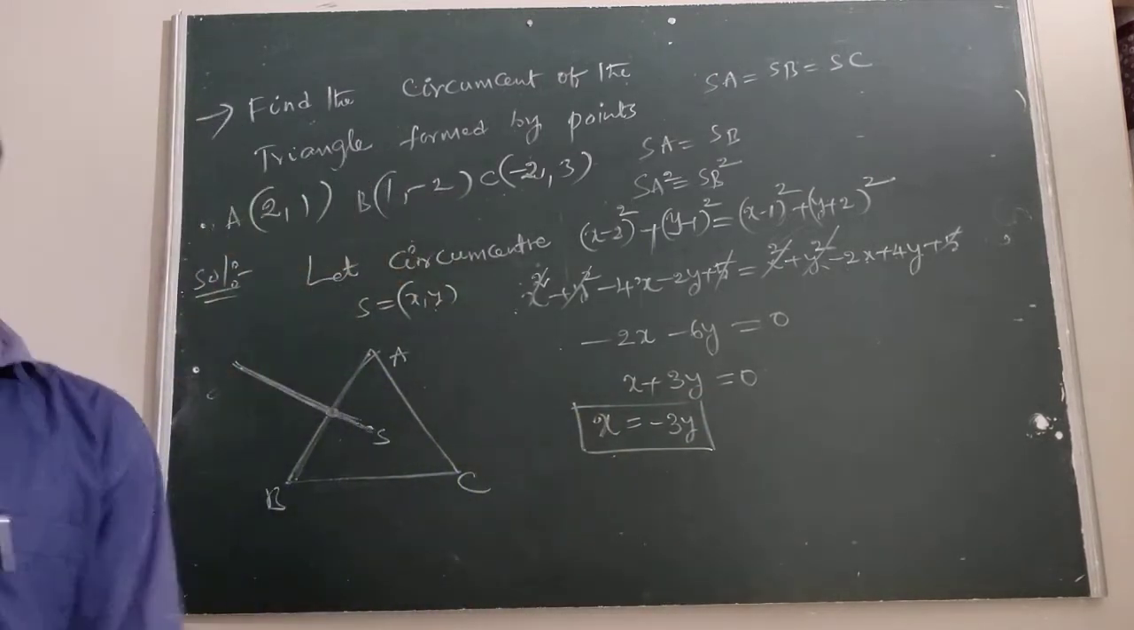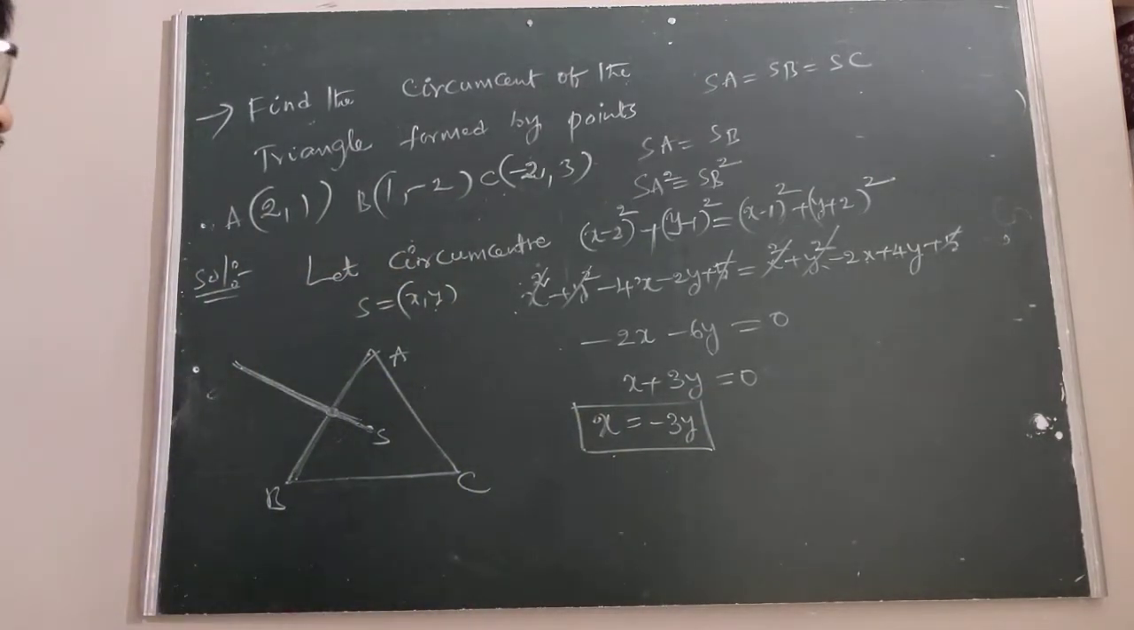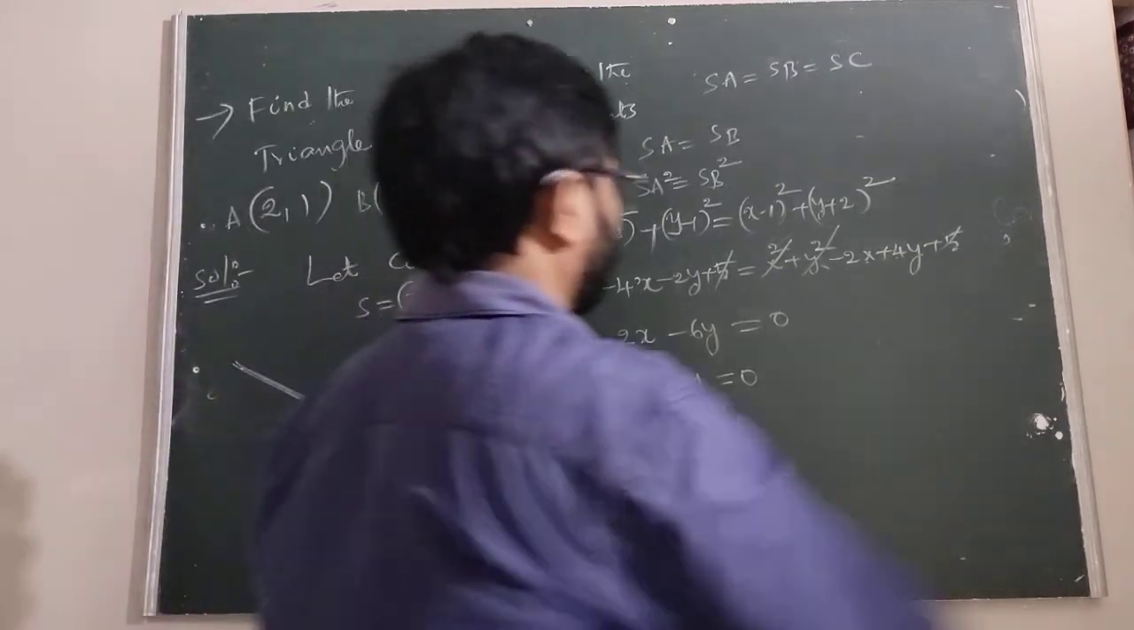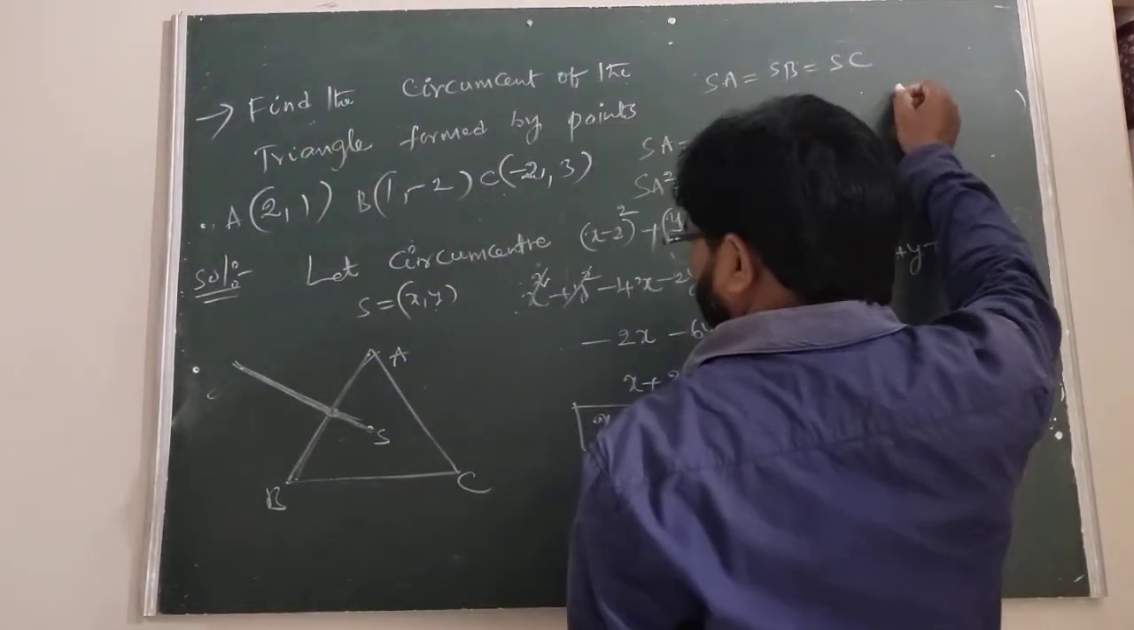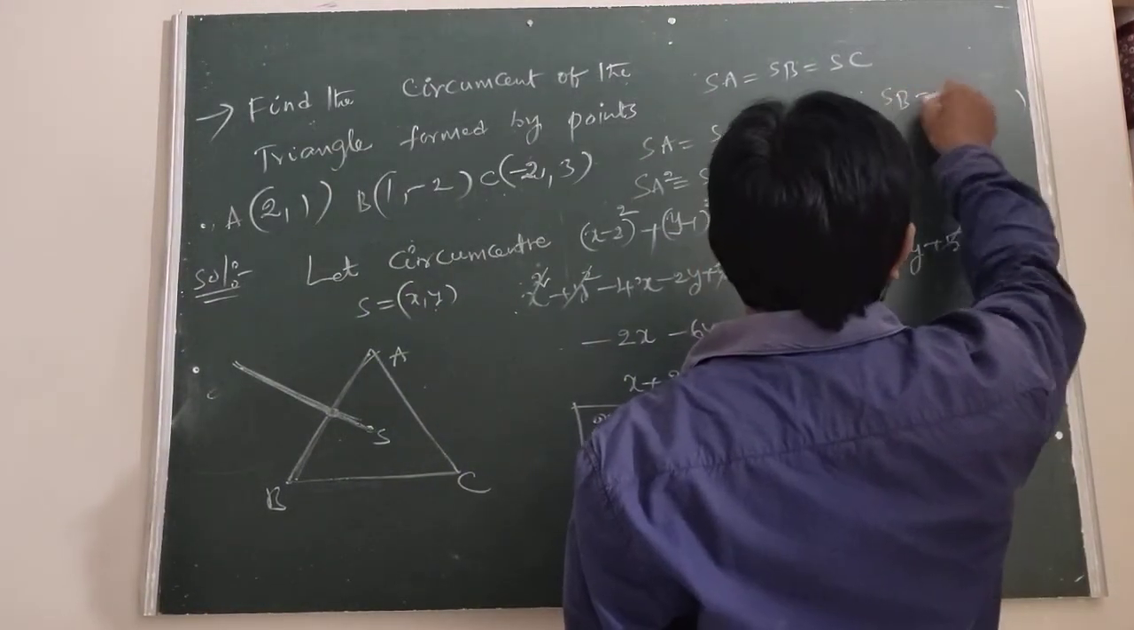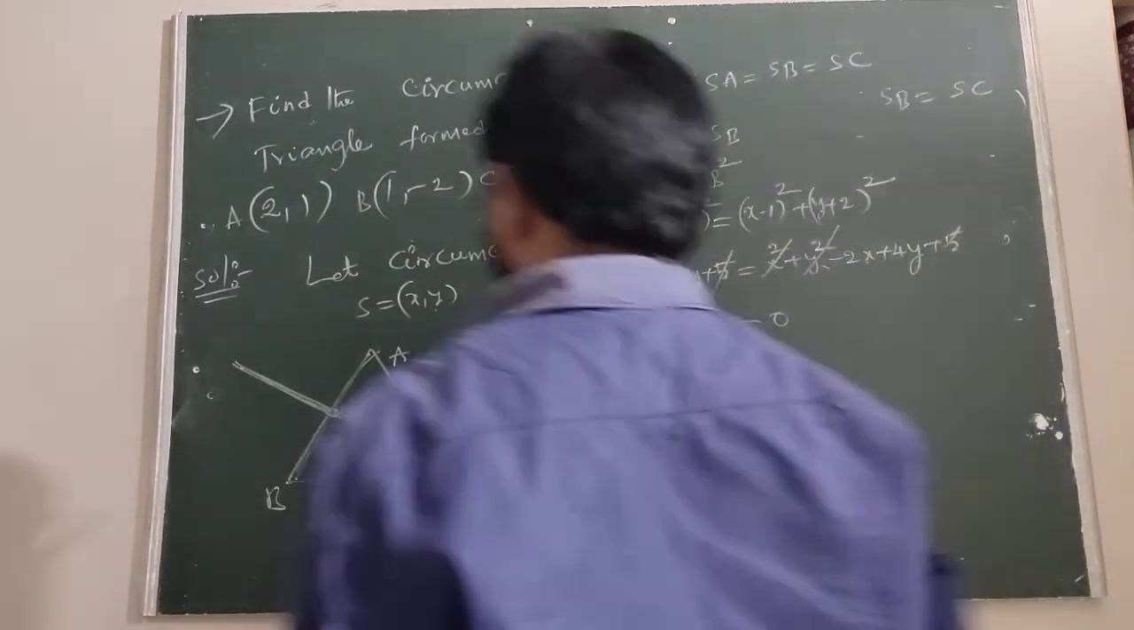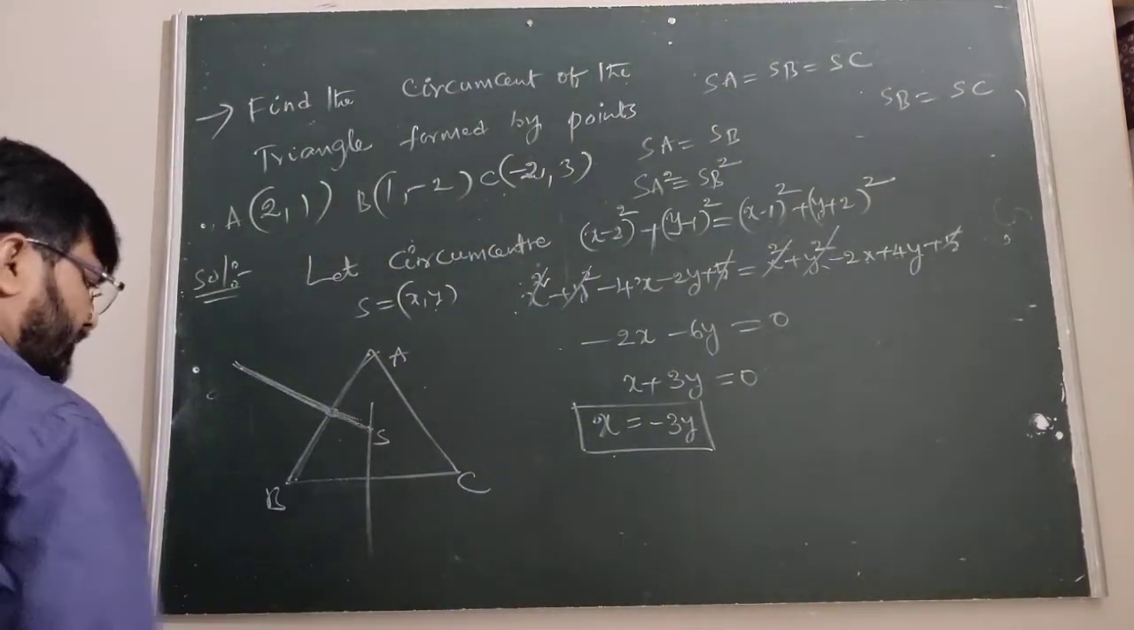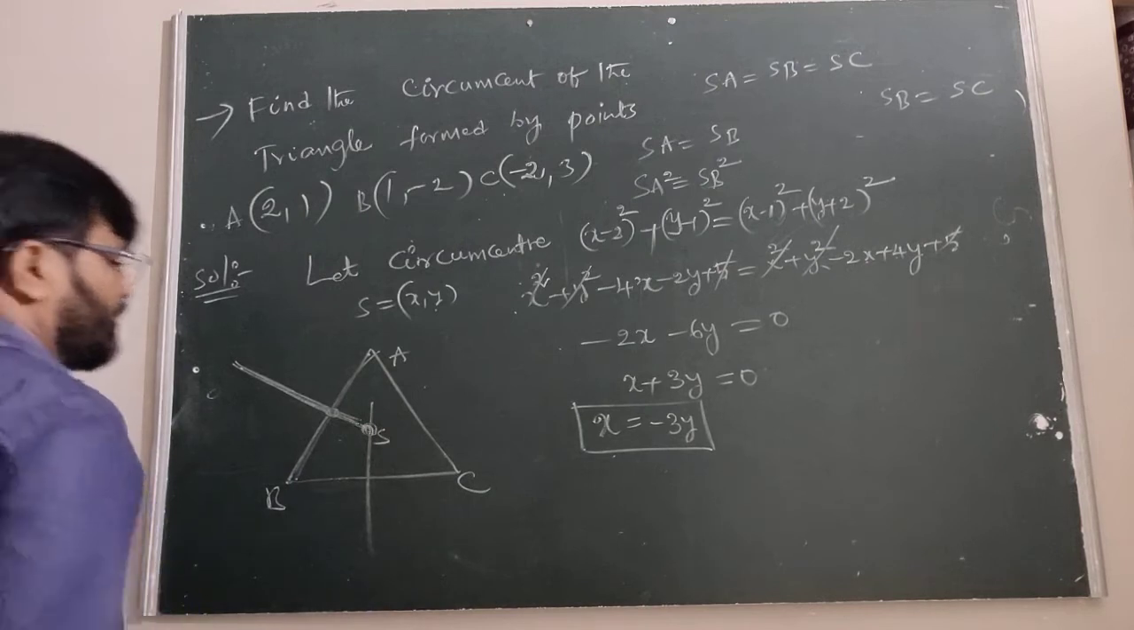Now we take SB equal to SC. That means this is the perpendicular bisector. Now it is a point of intersection.